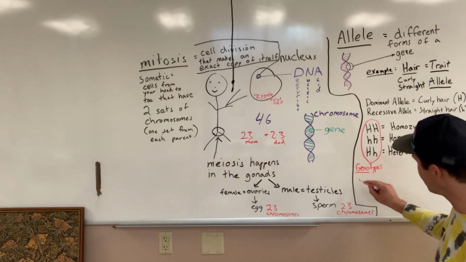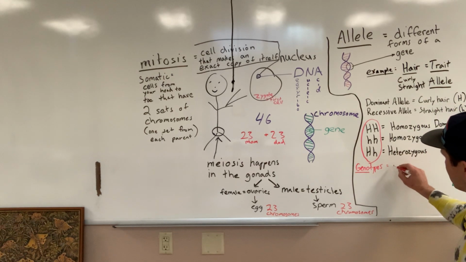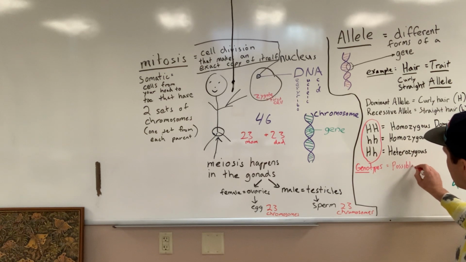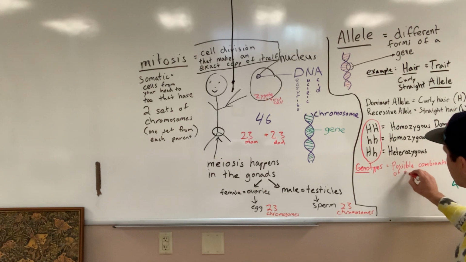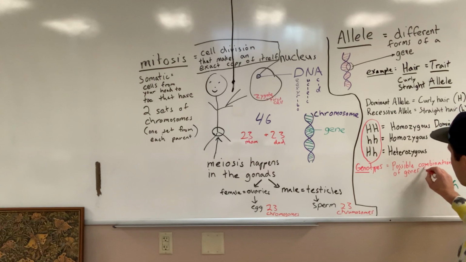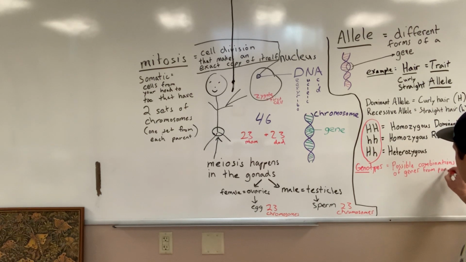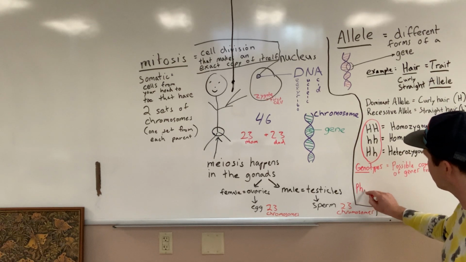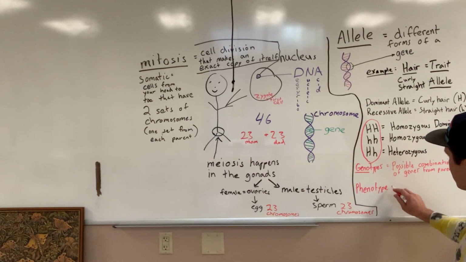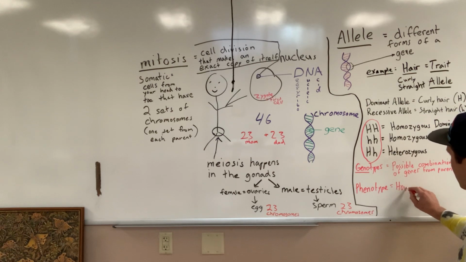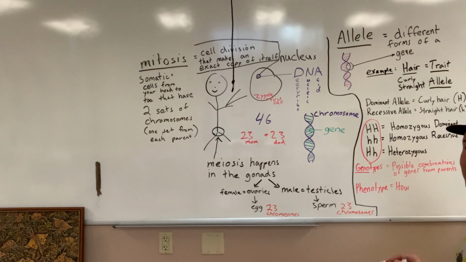Now, let's say genotypes equals possible combinations of genes from parents. And then one more word over here is the phenotype. Phenotype is how you look. How, or what is being expressed.